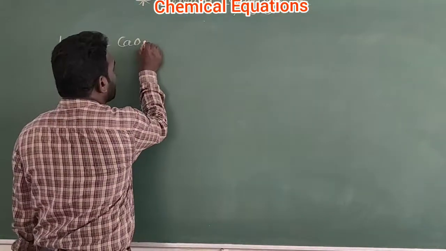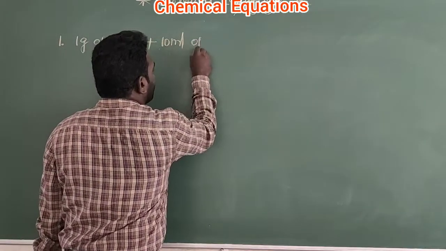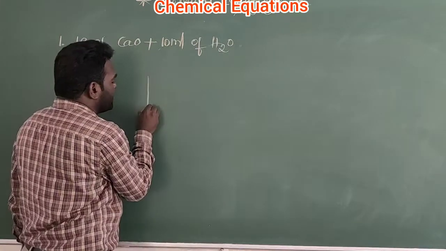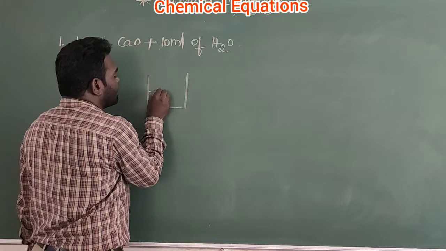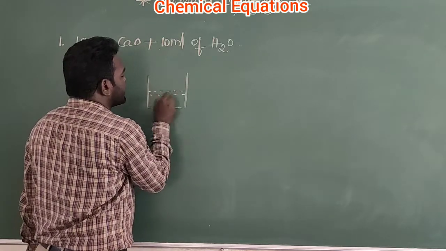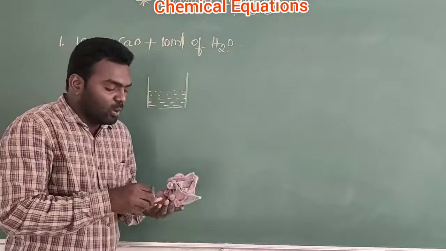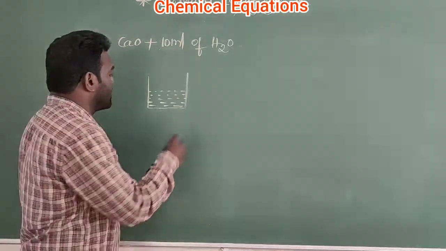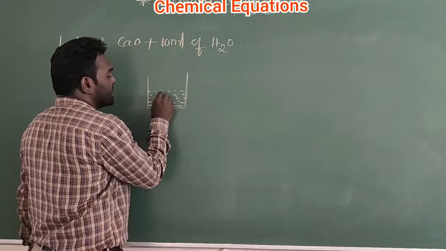1 gram of quicklime reacts with 10 ml of a water molecule. So then what will happen, you will see. Suppose I am taking one beaker. In this beaker I am taking 10 ml of the water molecule. In this 10 ml of water molecule, we will add 1 gram of calcium oxide, that is, 1 gram of quicklime.